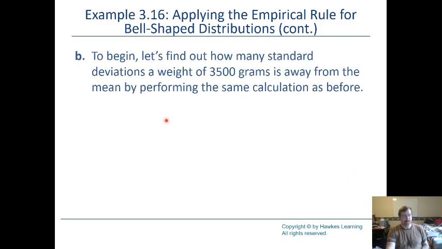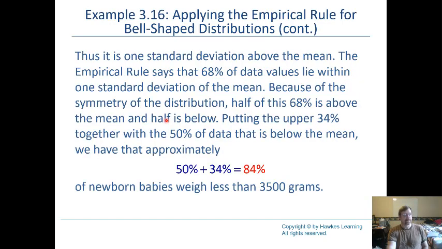Alright, same calculation here. We got one standard deviation, 3,500 minus 3,000. Divide by our standard deviation. They did this a little different. Let's see. Oh, I see. So they got the same value in a slightly different way.